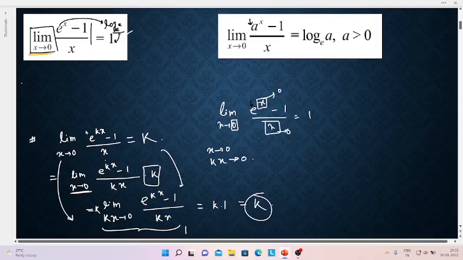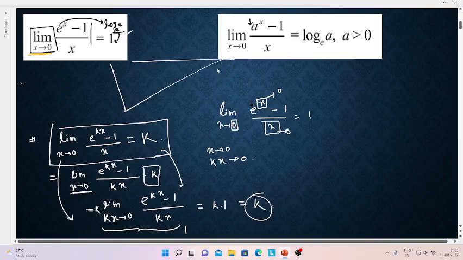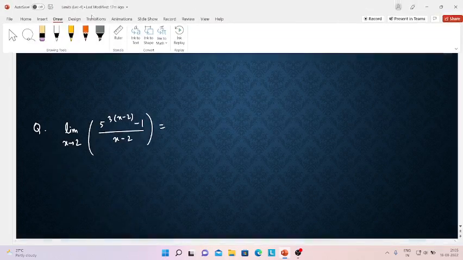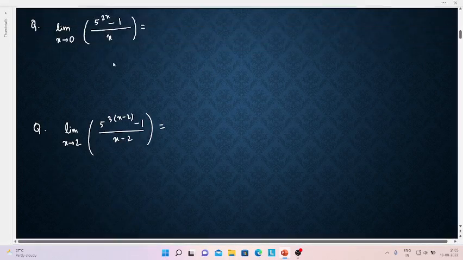So you have to keep in your mind that limit x tending to 0, e to the power x minus 1 upon x would be 1, and limit x tending to 0, a to the power x minus 1 upon x is nothing but log a, and limit x tending to 0, e to the power kx minus 1 upon x is nothing but k, right? So you can understand there are actually 3 formulas here. Okay, let's move to some questions.